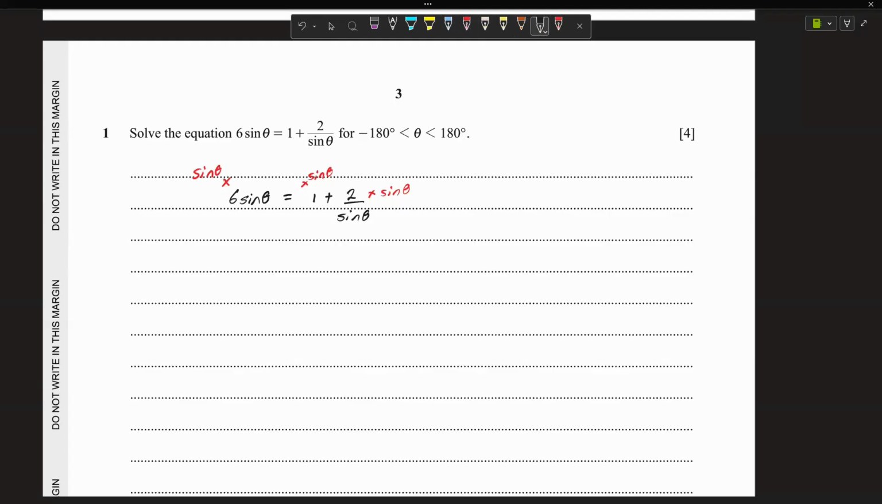So on the left side, we'll have 6 sine squared theta being equal to 1 times sine theta, which is sine theta, plus 2, since the sine thetas cancel. If we take everything on the right side to the left, that's going to be 6 sine squared theta minus sine theta minus 2 is equal to 0. All right, so we now have this nice quadratic which we can solve.